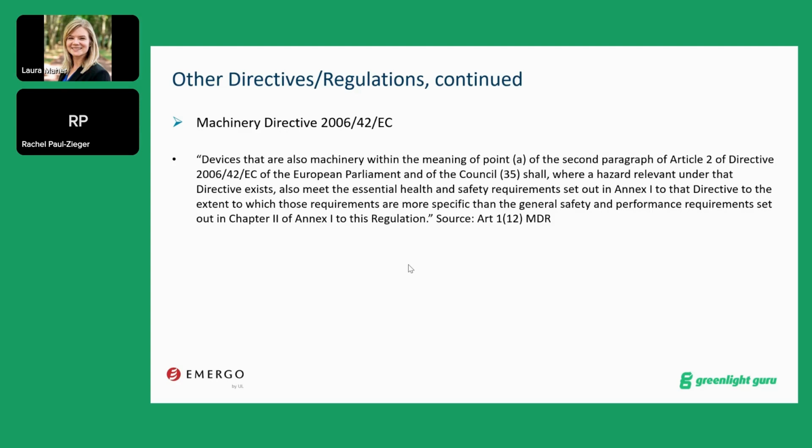Okay, so in fact, the requirements that are generally considered more specific are related to mechanical hazards, to risks from moving parts. There may be specific information and warnings to integrate into the device. So they are all related to this kind of hazards that are really specific to a machine, and that the GSPR checklist does not cover sufficiently. So this is the idea, in fact.